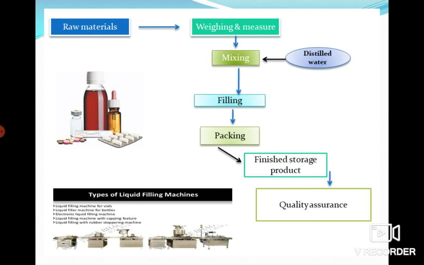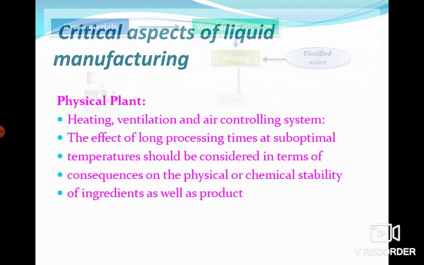The basic flowchart for getting the liquid formulation is, firstly we need the raw material, then weighing and measurement take place, then we go to mixing, either an aqueous or non-aqueous system, then filling, packaging of the material, then the finished product storage, and finally we assess the quality of the final product. So these are the basic important parameters which need to be followed for making any liquid dosage forms.